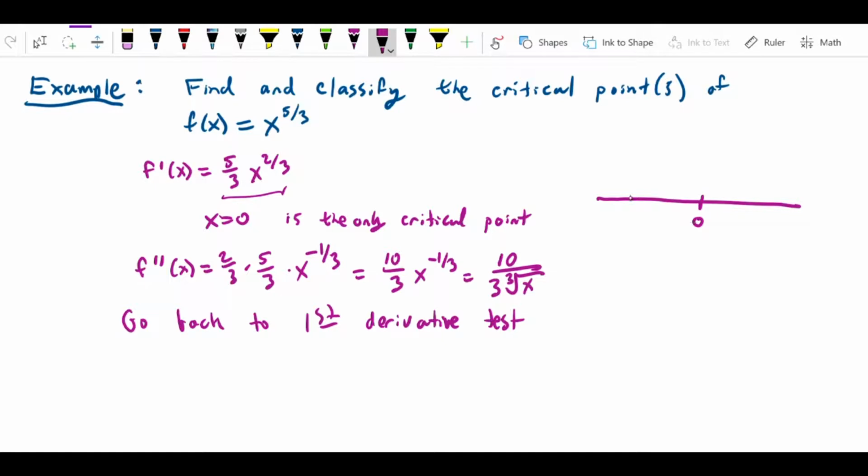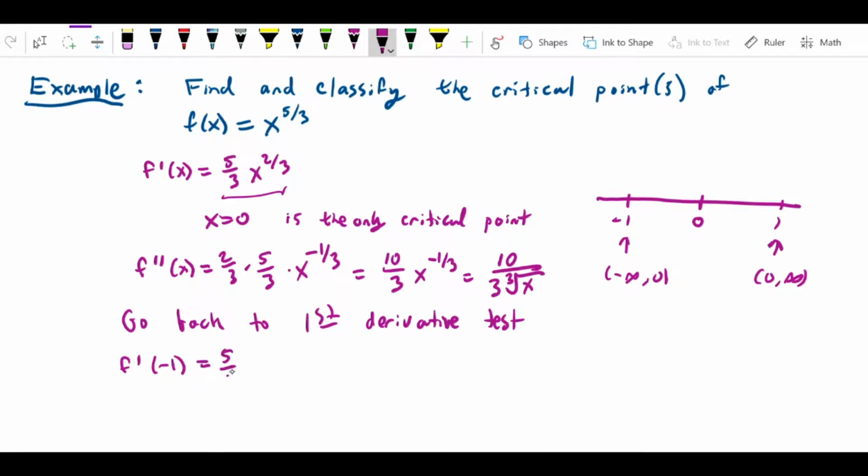That means that I can just pick any number to the left and right of the critical number and ask whether the first derivative is positive or negative there. And these points here that I've chosen, negative 1 and 1, which I've chosen because they're convenient to evaluate, will stand in for the sign of f prime for the entire interval negative infinity to 0 and 0 to infinity. So let's evaluate f prime of negative 1.